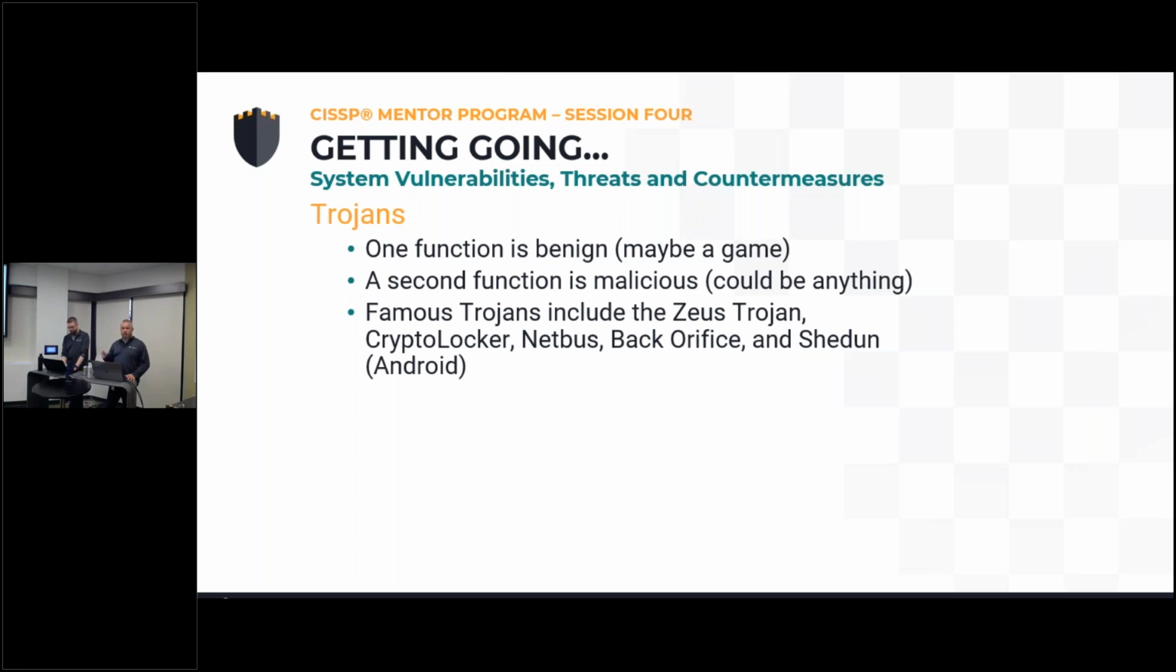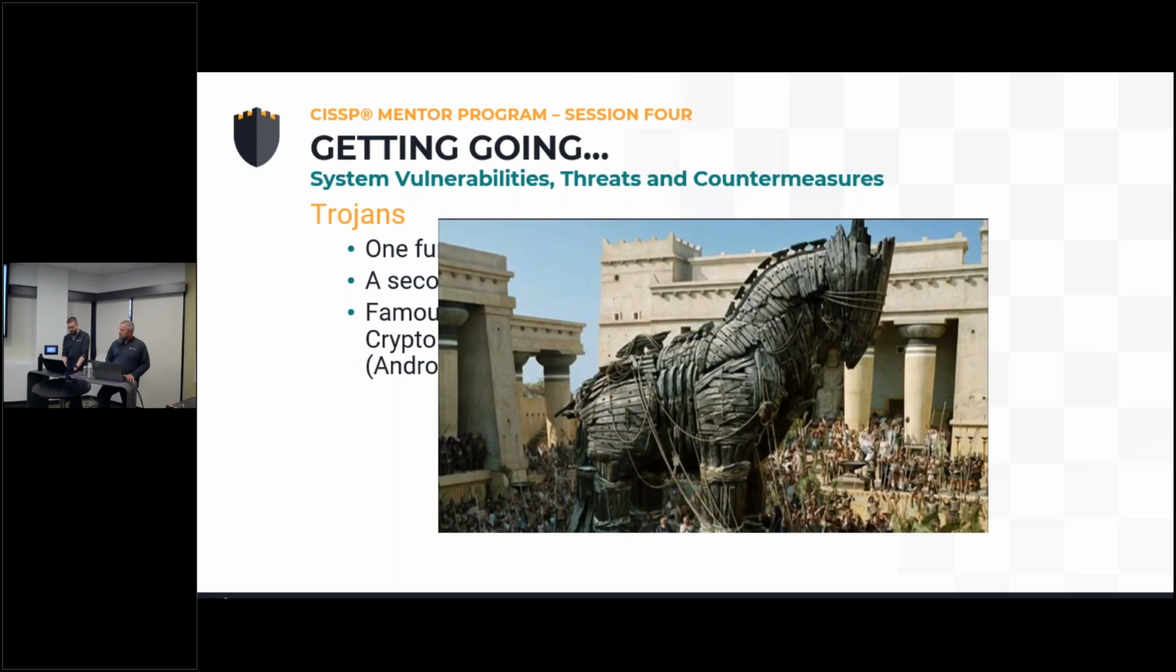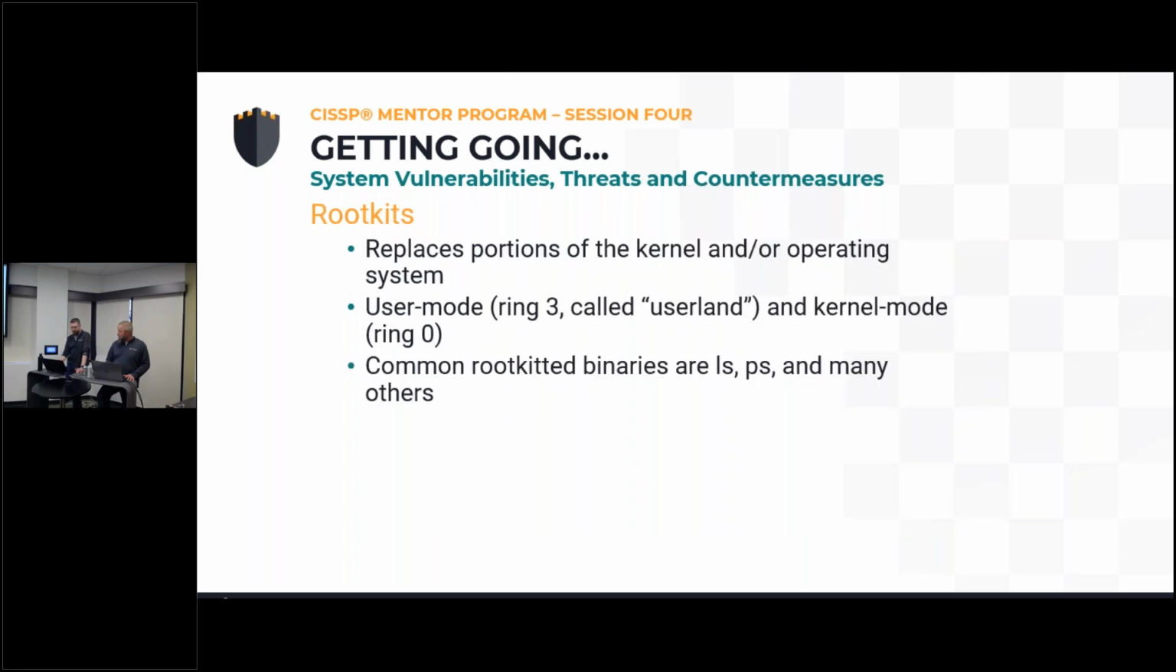Usually it used to always come in the form of games. Zeus is probably one of the most popular ones today. I think it's still out there. Actually, you'll still see Back Orifice floating around somewhere. It's crazy, they never die. But yeah, the Zeus Trojan was a banking Trojan. CryptoLocker is, I guess, a Trojan. NetBus and Back Orifice are older ones. But like the old story of Troy and Greece fighting their battle, it's the same concept, just applied to computers.